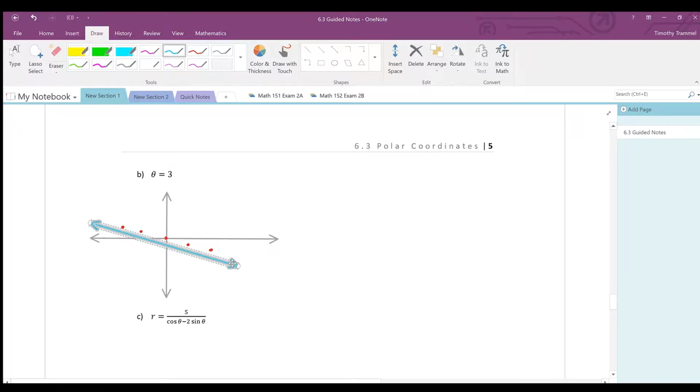And let's see if I can move this over those points. I don't know that I'm going to be able to. Might just have to sketch it by hand. There we go. There's our line.